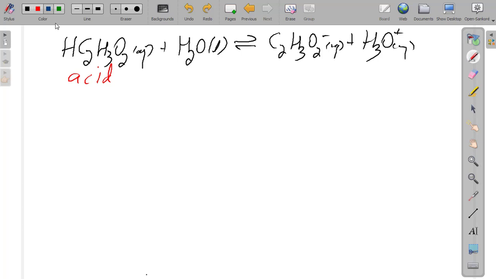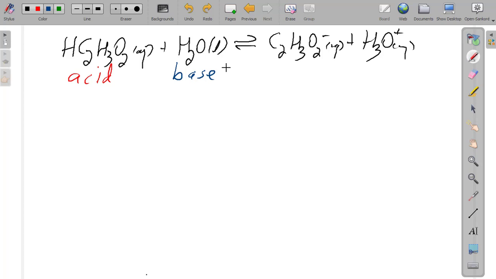If we look at this oxygen-containing species, water, if we look at the oxygen-containing species on the left, it has 2 hydrogens. If we find the oxygen-containing species on the right, it has 3 hydrogens. That must mean the oxygen-containing species has accepted another hydrogen. There's 3 on the right, but only 2 as it started on the left. If it has gained a hydrogen, then it must be, by definition, the base.